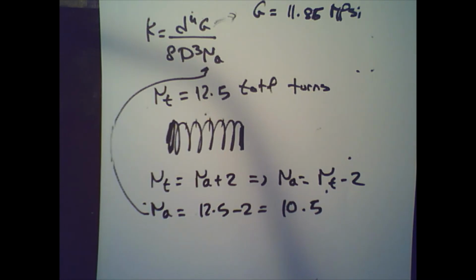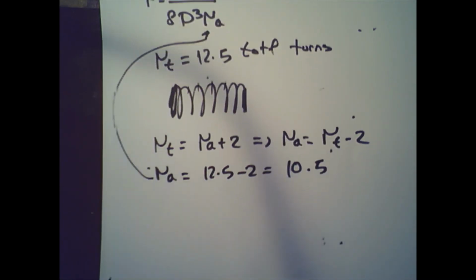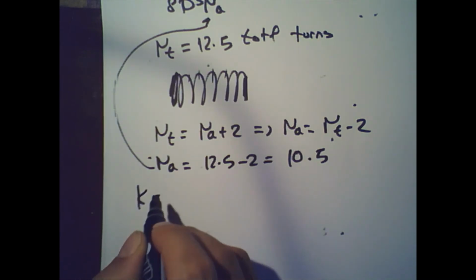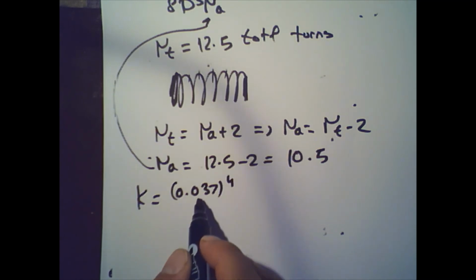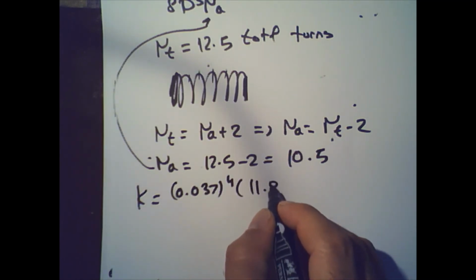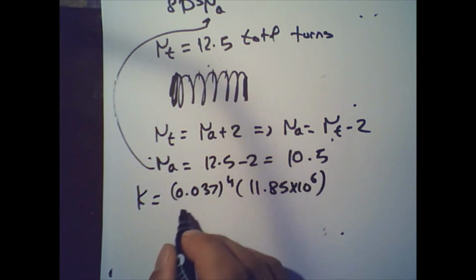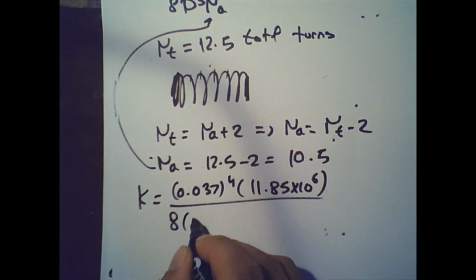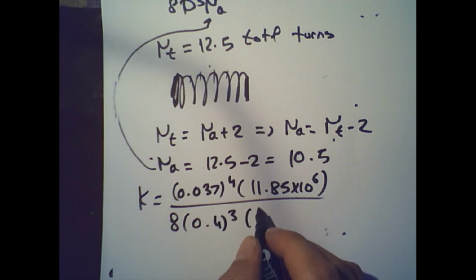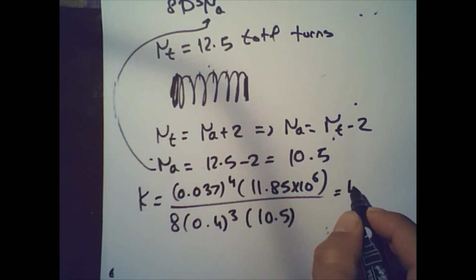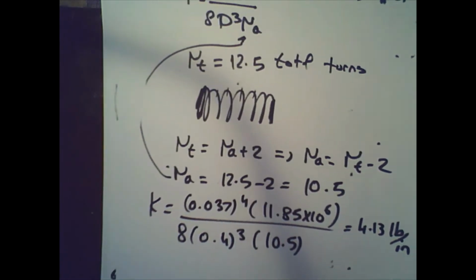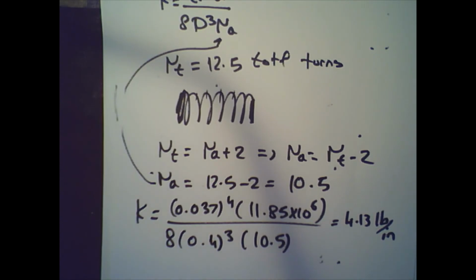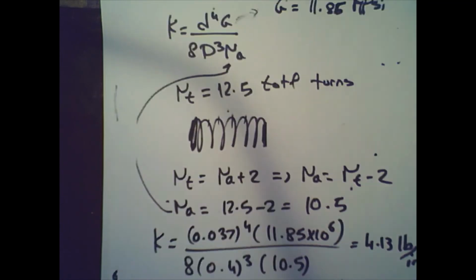In that case, your K is going to be equal to how much? K is going to be equal to 0.037 to the power 4, which is the wire diameter, multiplied by 11.85 times 10 to the 6, and the whole thing is divided by 8 multiplied by 0.4 to the power 3 times 10.5, which is going to be equal to 4.13 pounds per inch. So this is how you calculate the stiffness of the spring. Next, we would like to calculate the deflection of the spring at yield.